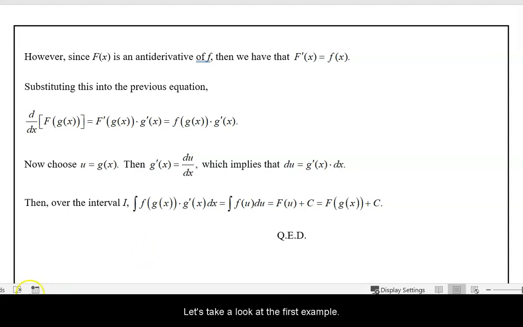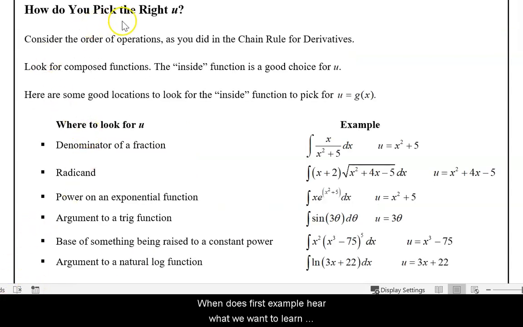Let's take a look at the first example. In this first example, what we want to learn how to do is pick the right u. Sometimes there is more than one possible choice for u, and sometimes there is only one choice for u that will make the integral work. You have to know where to look for u, and you have to be able to find it relatively quickly to be able to solve equations in the amount of time you're given on a typical Calculus 2, Calculus 3, or differential equations exam. If you're going to be an engineer, u substitution is going to be there every step of the way.